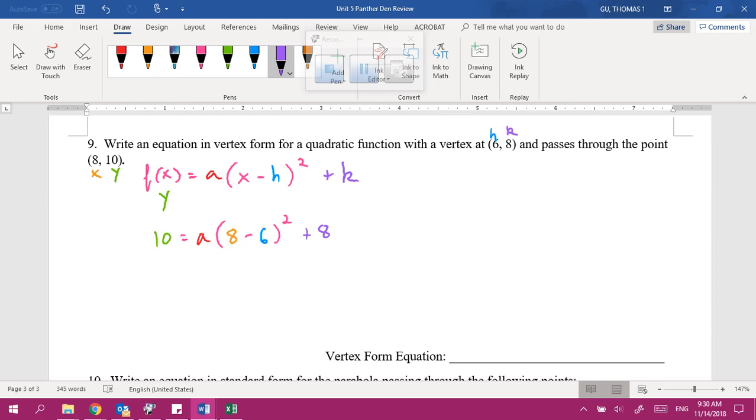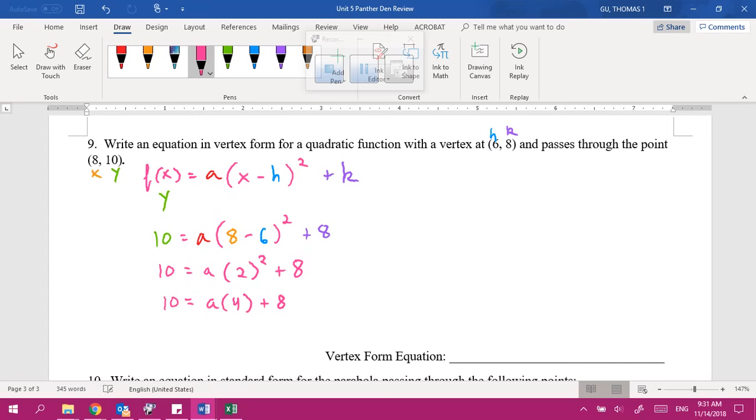And now we're going to solve to get a by itself. So let's go step by step, okay? What's the very first thing that I should take care of in this whole equation? Inside the parentheses. So 10 equals a, take care of inside the parentheses. What's 8 minus 6? 2 squared plus 8. What's the next thing I should take care of? The square. We're going to square the 2. So what is 2 squared? 4. So now it's 10 equals a times 4 plus 8.